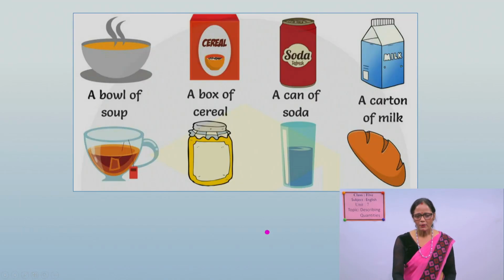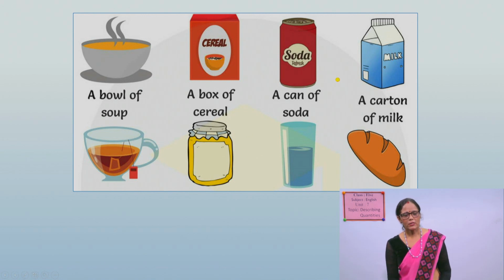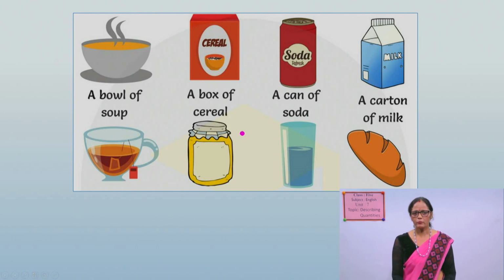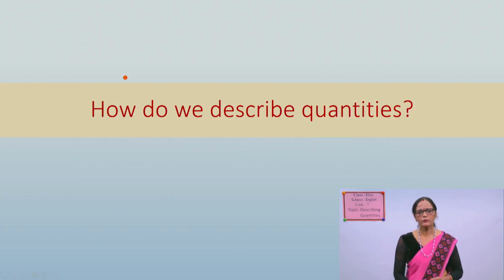They are uncountable nouns. We can also say in this way, a bowl of soup, because we cannot count soup. A box of cereal, we can't count cereal. A can of soda, a carton of milk, because these things cannot be counted in number. Then, how do we describe quantities? You have got some ideas now.